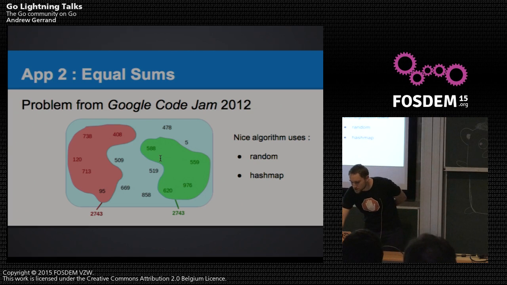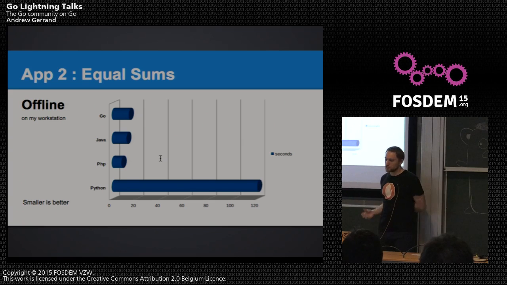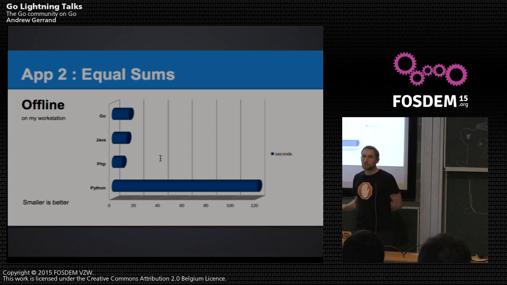All right, so for the CPU and memory intensive task, what does it give? I was quite surprised to see that when I run the problem solver on my laptop, PHP is actually the fastest. Java and Go are about the same, and Python is very, very slow. I could not have figured before I had measures. That's why we have to measure.